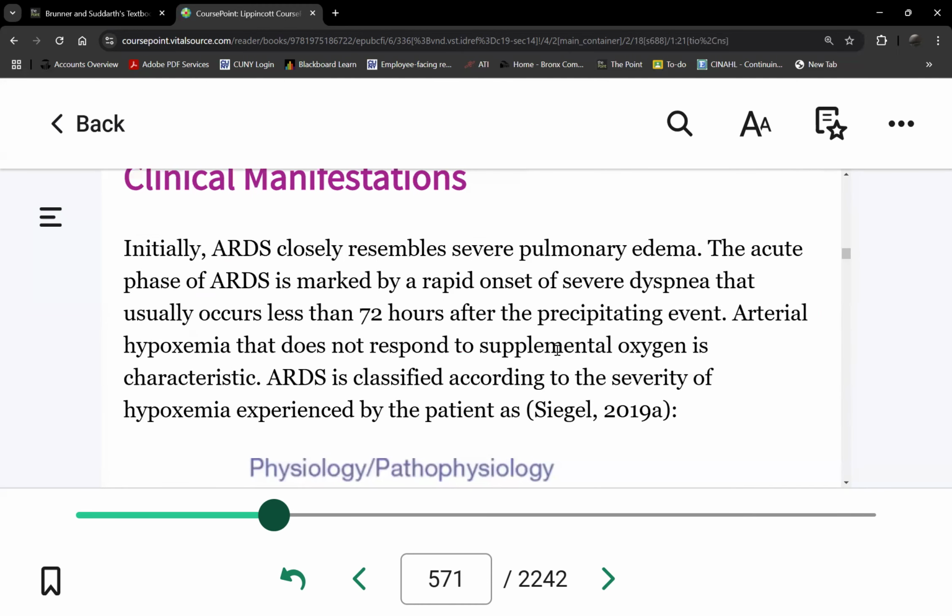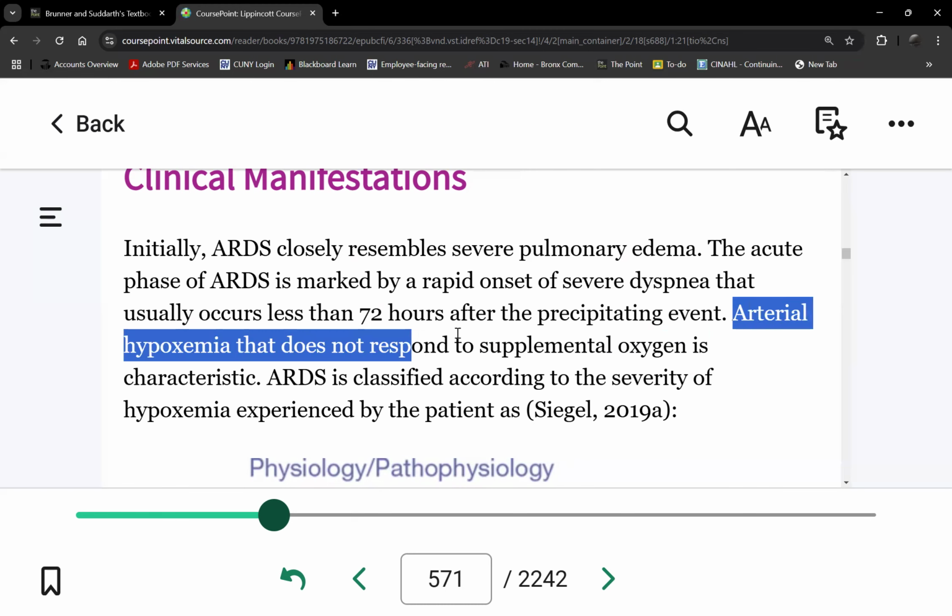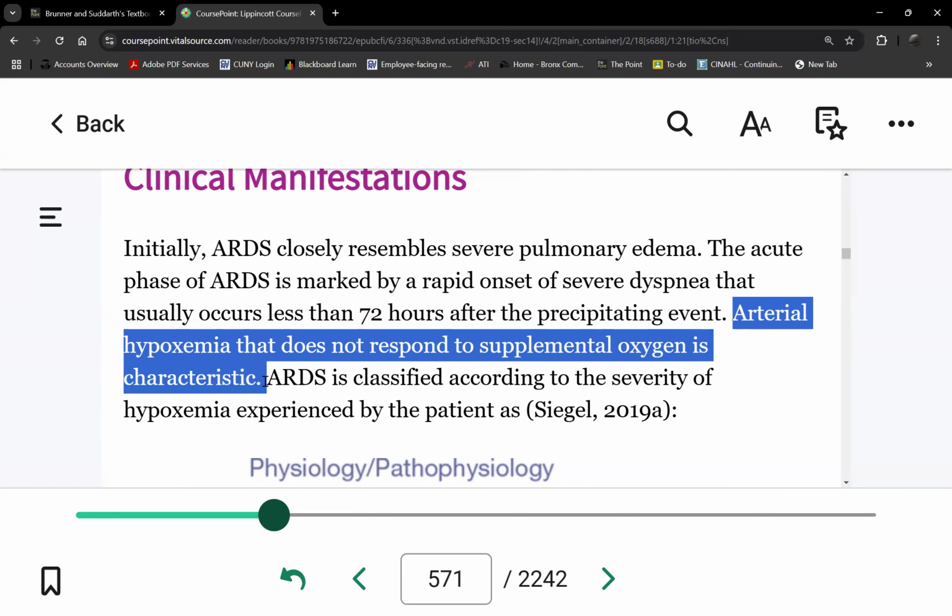So early on, if you do a series of X-rays, it'll get worse. White today, whiter tomorrow, even whiter the next day. Right? And again, do they respond to oxygen? No. Here, arterial hypoxemia does not respond to supplemental oxygen, and that is characteristic of ARDS.